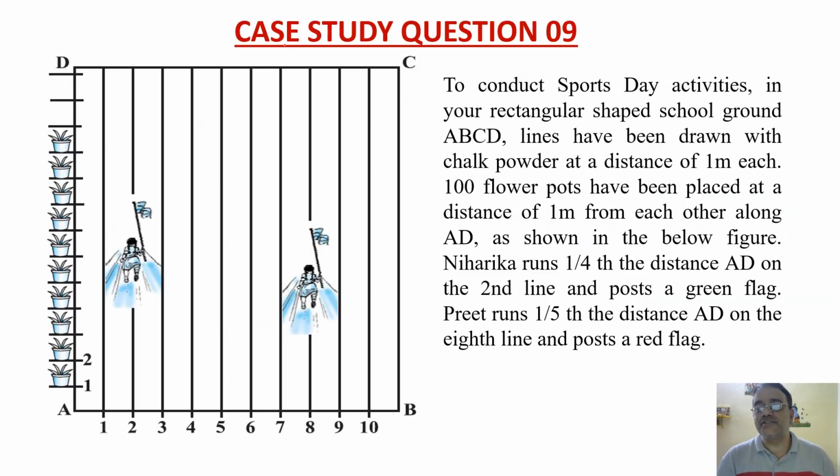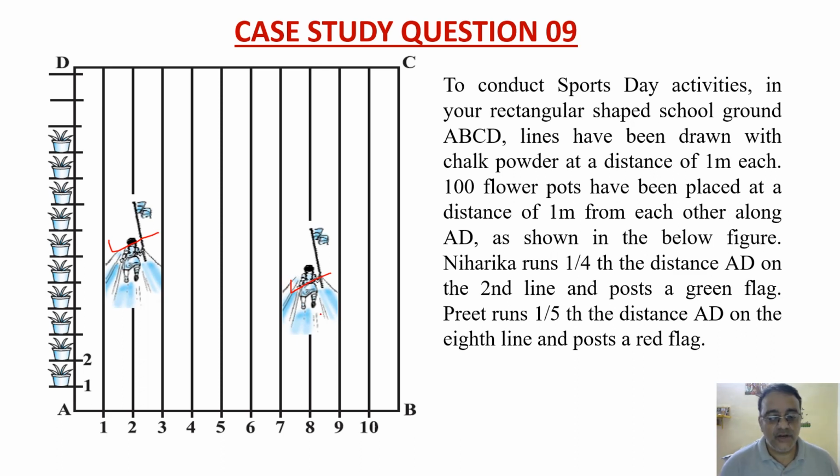To conduct a sports day activity in your school, rectangular shaped school ground ABCD, lines have been drawn with chalk powder at a distance of 1 meter each. 100 flower pots have been placed at a distance of 1 meter from each other along AD as shown in the figure. Niharika runs 1 by 4th the distance AD on the second line. This is Niharika, this one, and posts a green flag. Preet runs 1/5 distance AD on the 8th line and posts a red flag.